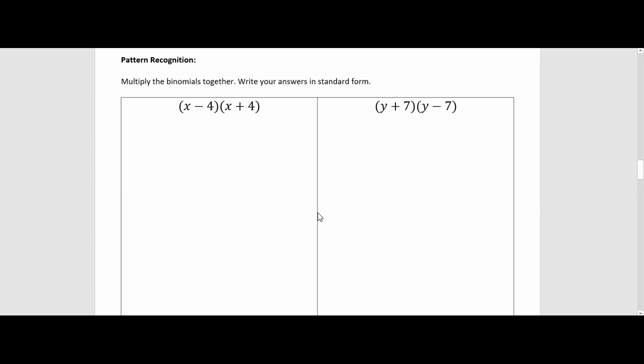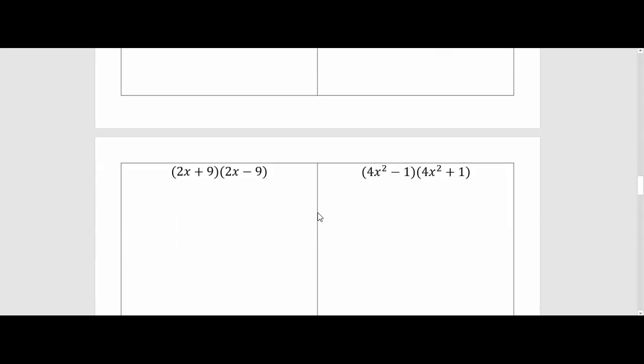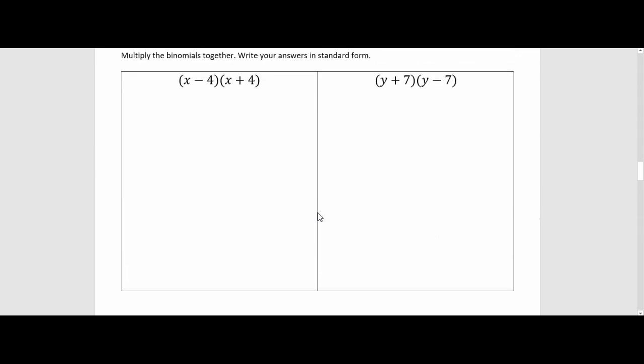So again, we have 4 problems here. You'll notice that they're not the same as the problems before. We're not squaring a binomial anymore, but there is something similar about all 4 of these examples. So pause the video and come up with answers for all 4 of these. So multiply these out and come up with answers for all 4. And then we'll go over them and look for a pattern, etc.